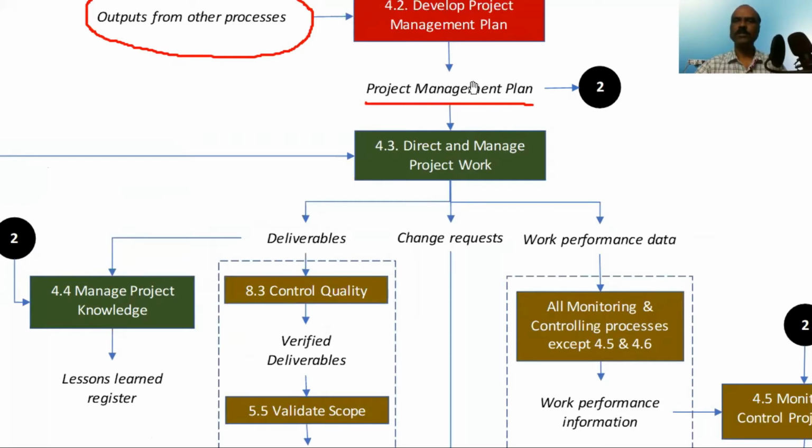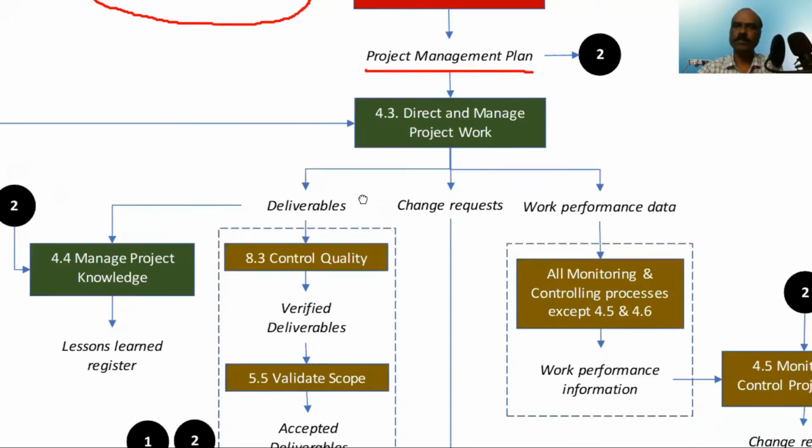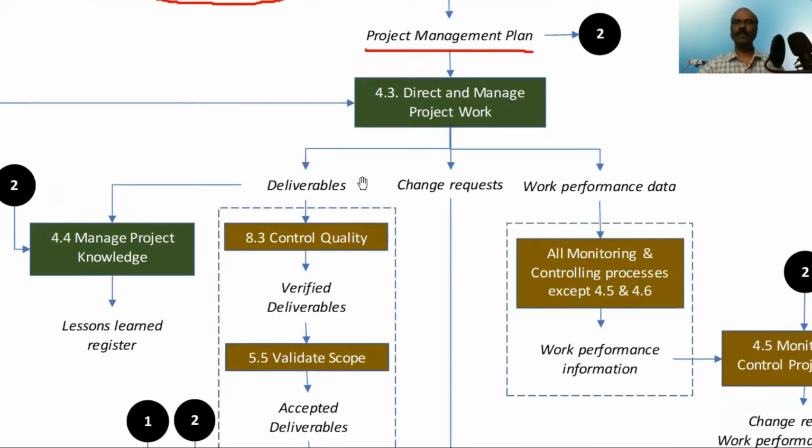So we know what is the scope, we know what is the timeline, we know what is the money allocated, we know what are the resources available. So based on that, we are going to execute the work. And when we execute the work, what do we get? We get deliverables. So what do we mean by deliverables? The work that is completed.